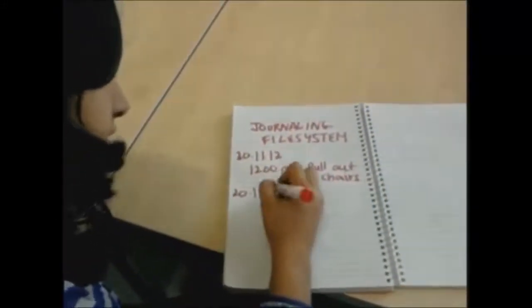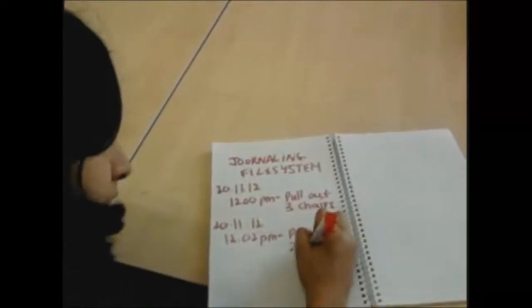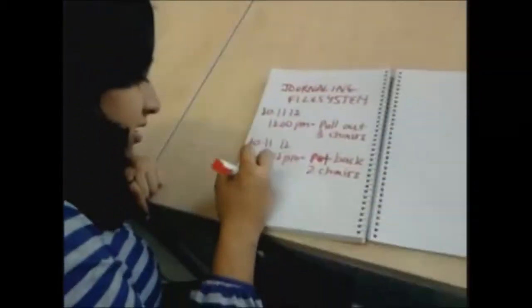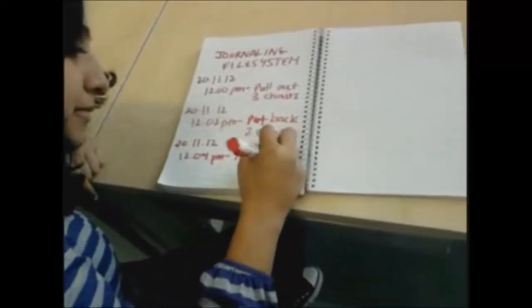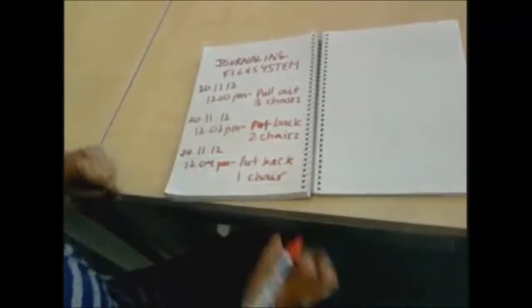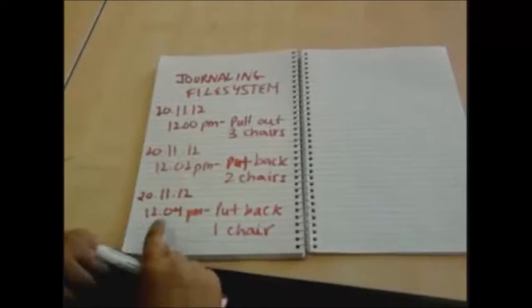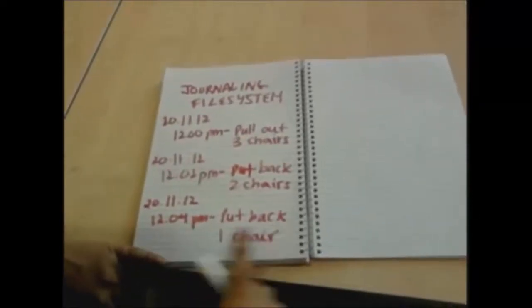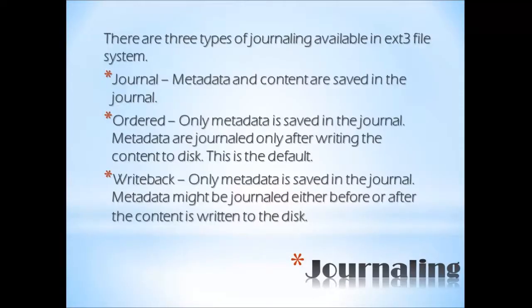Then our next entry, which again includes the date, time, and action, is put in 2 chairs. Then our third entry is put back 1 chair. But suddenly the power goes off. Have no fear, the journaling file system is here. It reads the last entry and checks if the action has been performed or not. In this case it hasn't, so it does so. And ta-da!